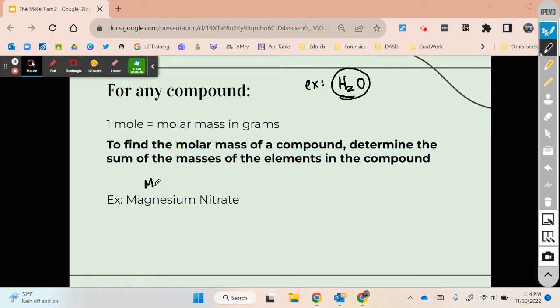So magnesium is a metal, Mg, with a 2+ charge. It's an alkaline earth metal. It's in that second column. And nitrate is a polyatomic ion, NO3, with a -1 charge.